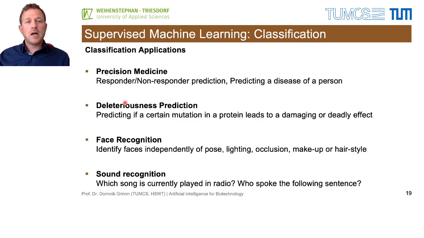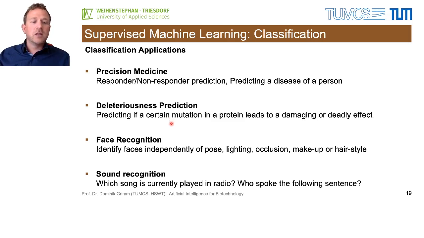Other classification applications are, for example, deleteriousness prediction. That's also from the field of biotechnology or biology. There we like to predict if a certain mutation in a protein leads to a deadly or damaging effect.